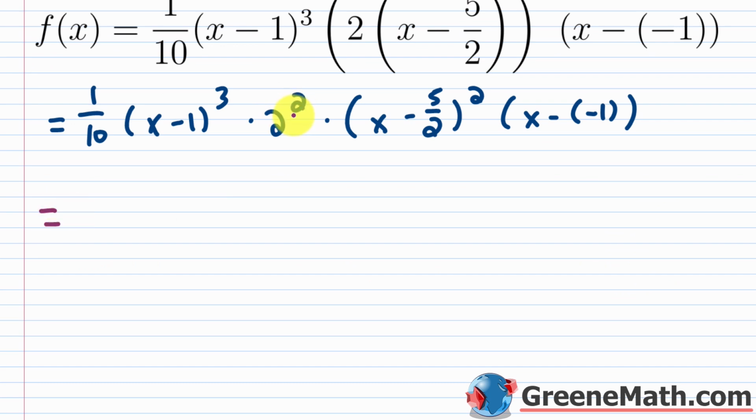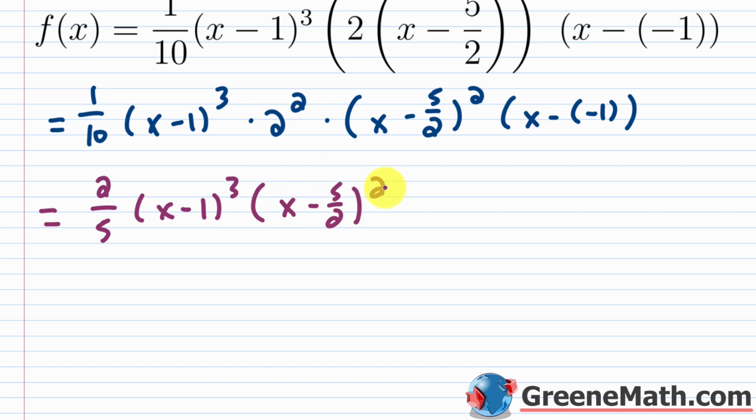So we would have 2 squared, which is 4. So you'd end up with 4/10 here. And 4/10 is nothing more than just 2/5. And then this is times the quantity x minus 1 cubed. And then times the quantity x minus 5 halves squared. And then times the quantity x minus a -1.